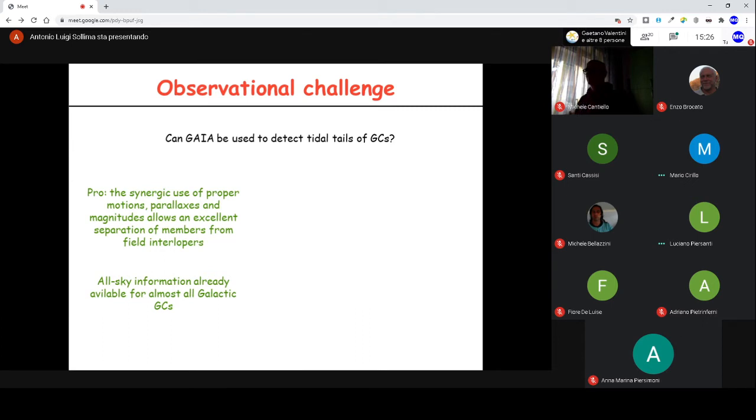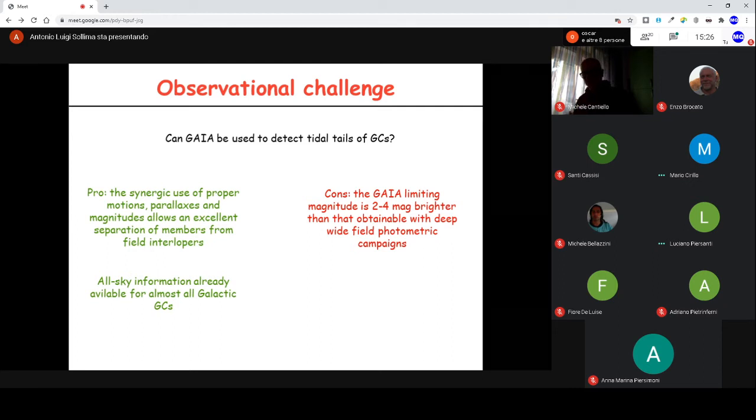But there are also some clusters which are intrinsically faint, for which you cannot sample the entire population of the cluster, but with Gaia, you can reach a magnitude which is between 2 and 4 magnitudes brighter than what you can obtain with canonical photometric analysis. So it depends, because if you use Gaia, you can reduce the noise. If you use a deep photometric analysis, you increase the signal. So there are cases for one or the other approach.